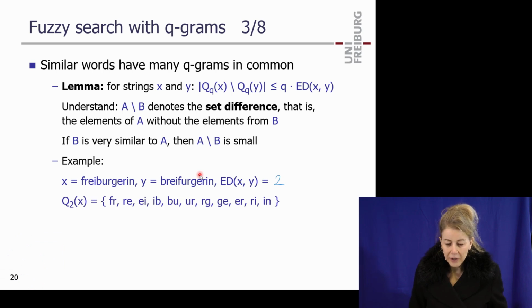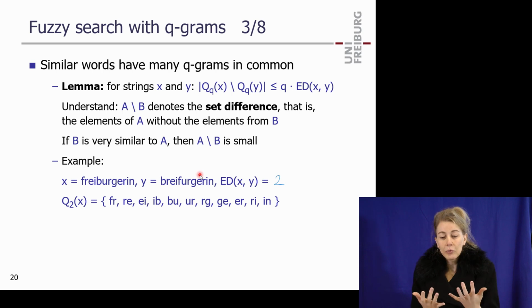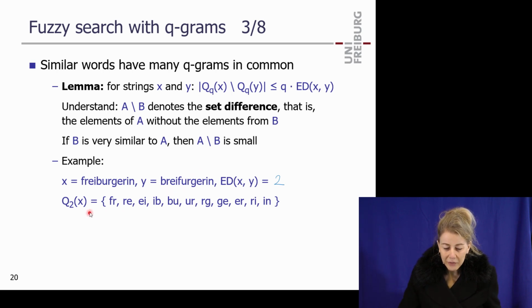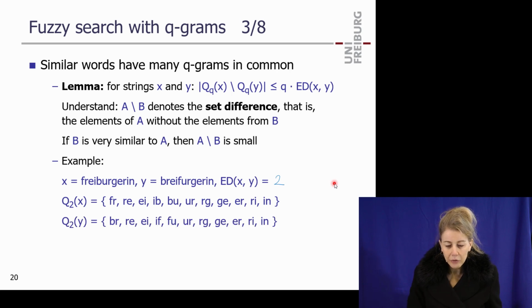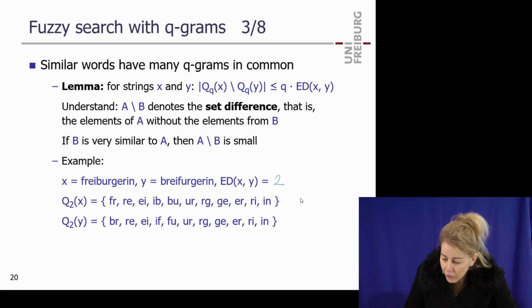edit distance. Here, let's just look at 2 grams for a change. It's called q-grams because the q is a parameter. You can take 3 grams, 2 grams, 5 grams. These are all the 2 grams. I hope you tell me whether I made a mistake. And these are all the 2 grams of Breifurgerin. So it's a little bit longer. So how many of them are there? Let's just check. How large is this set?